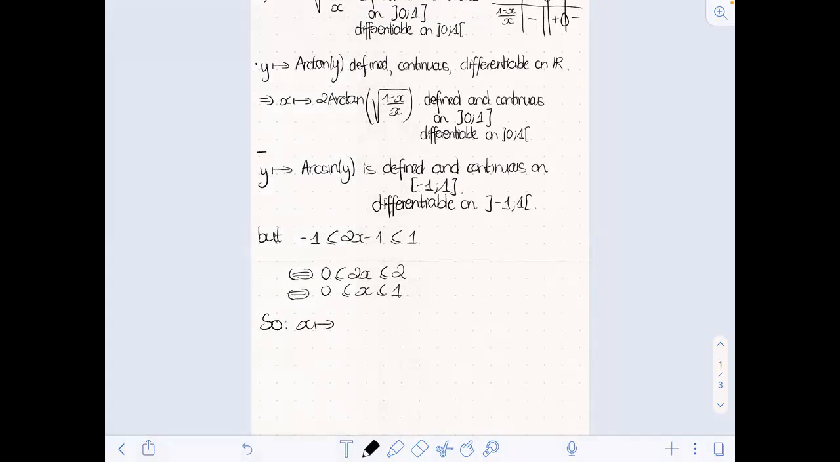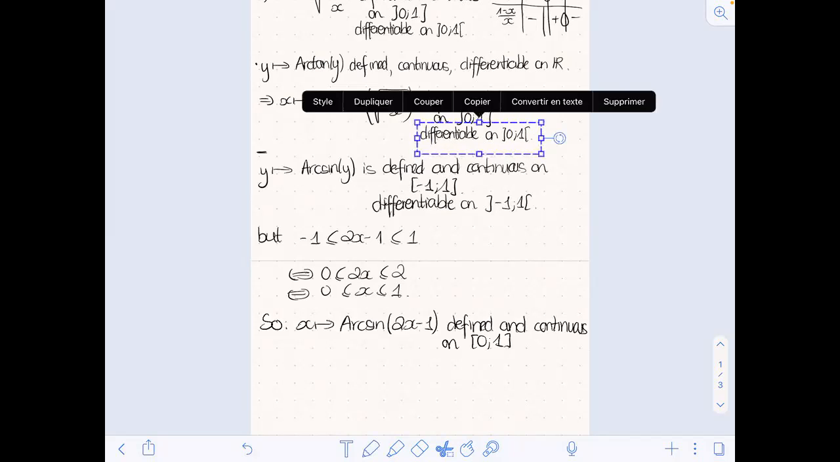Okay, so x maps to arcsine of 2x minus 1 will be defined and continuous on the closed interval 0, 1 and differentiable on the open interval, as is the case above here.